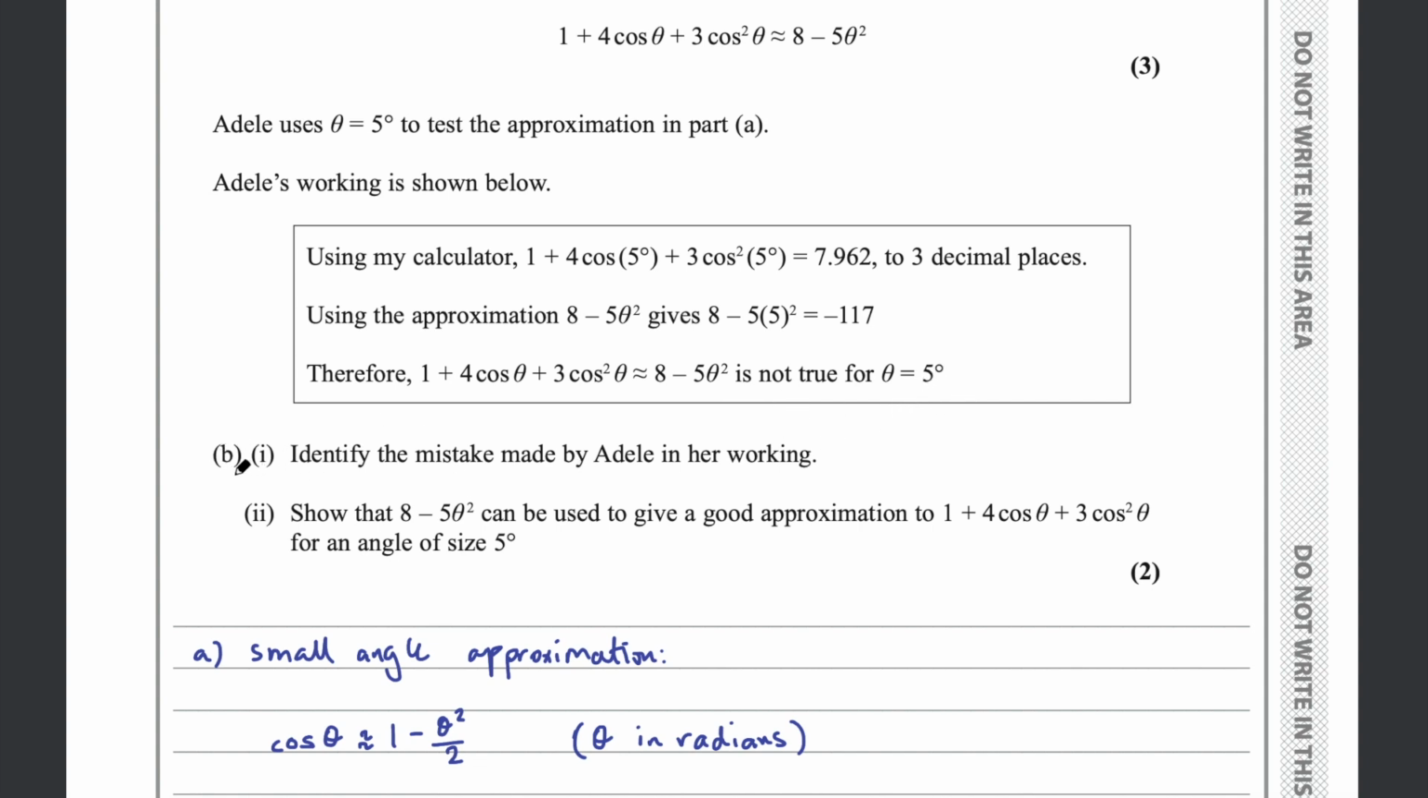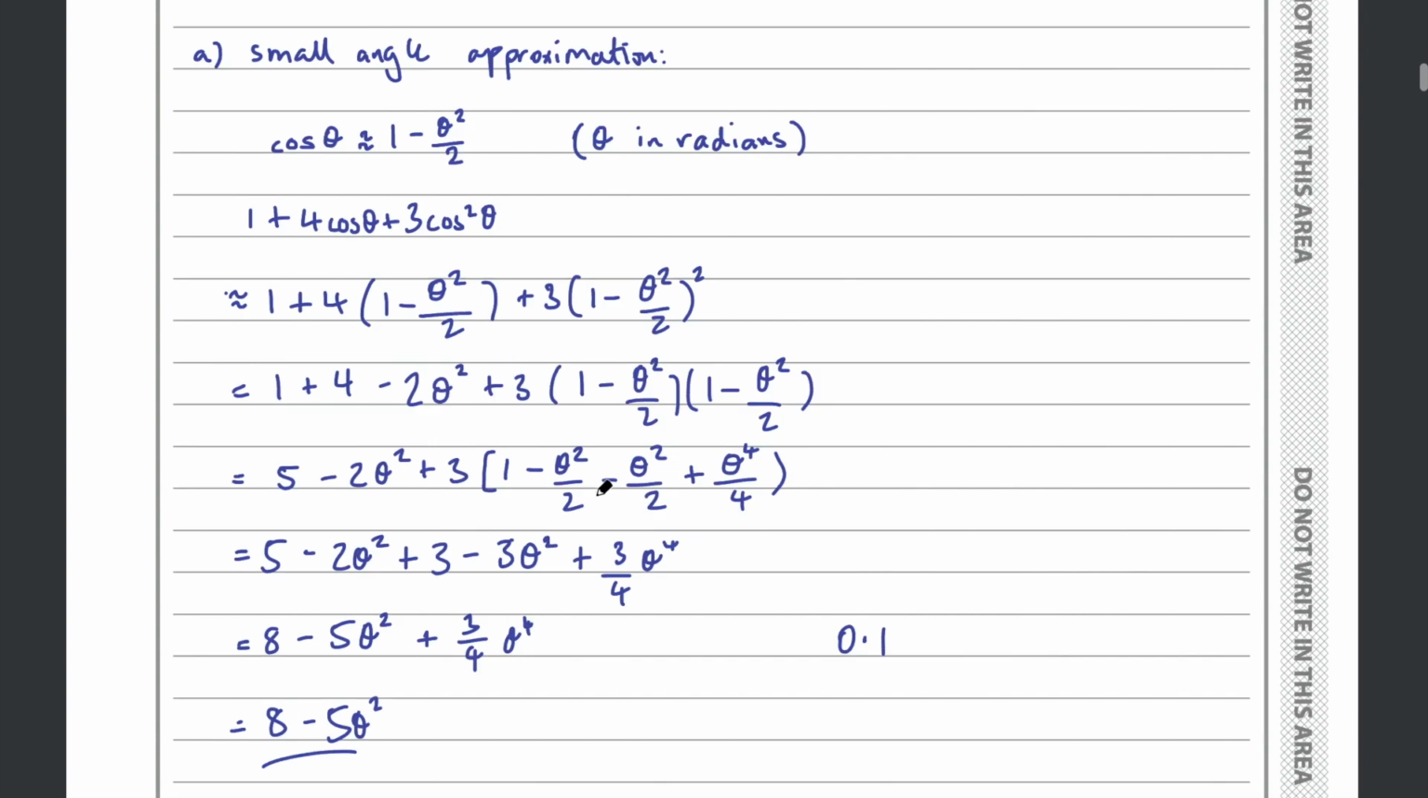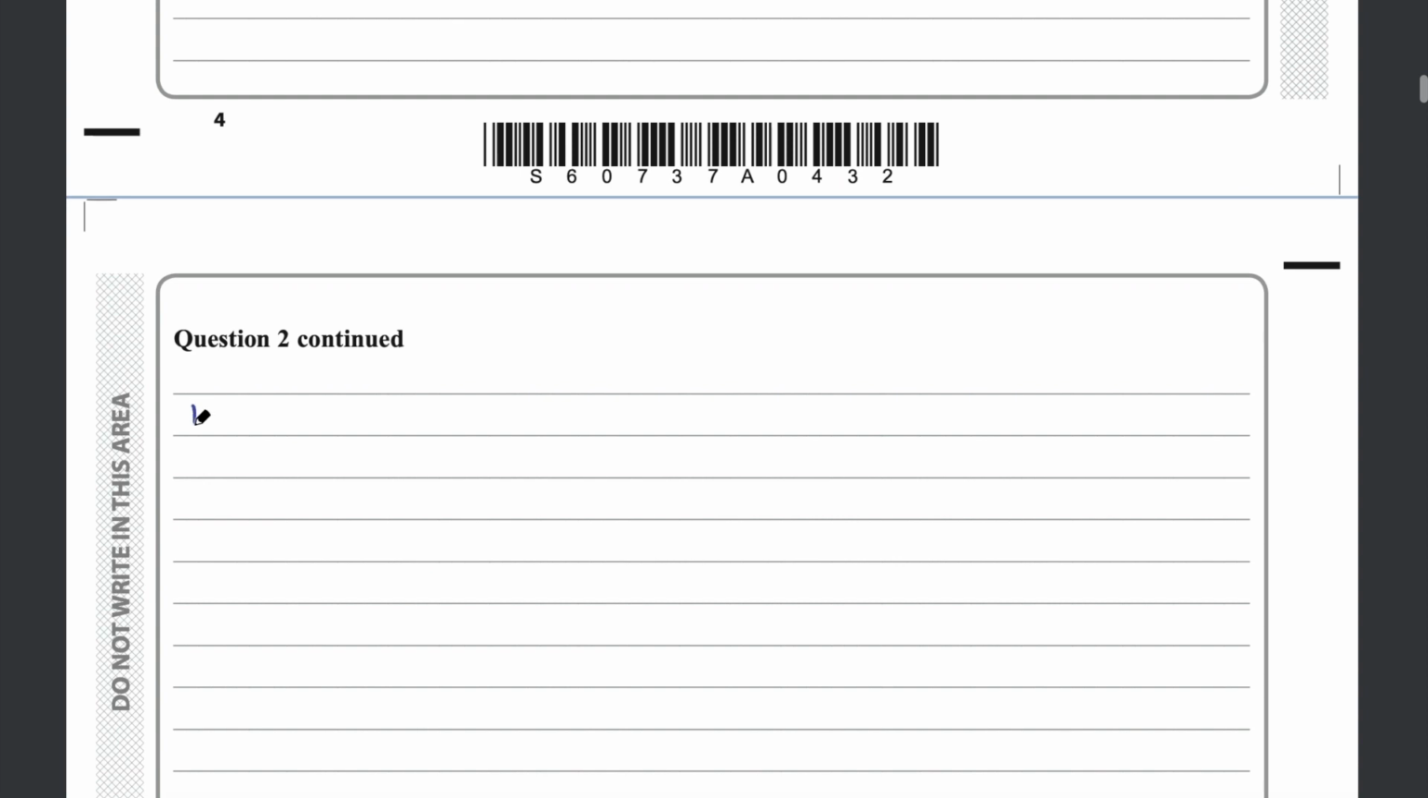And part BI says identify the mistake made by Adele in her working. Well, she's used degrees for her angle and she needs to change that to radians for this formula to work. So we can just write that down for part BI. So angle needs to be in radians when using the small angle approximation.